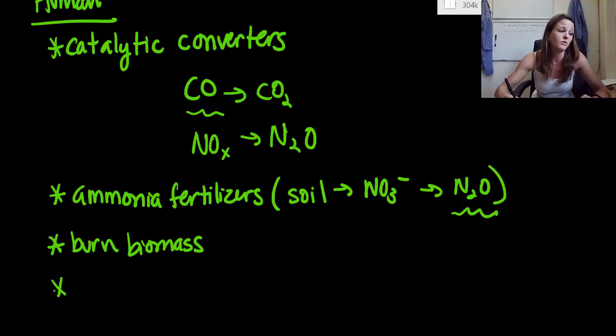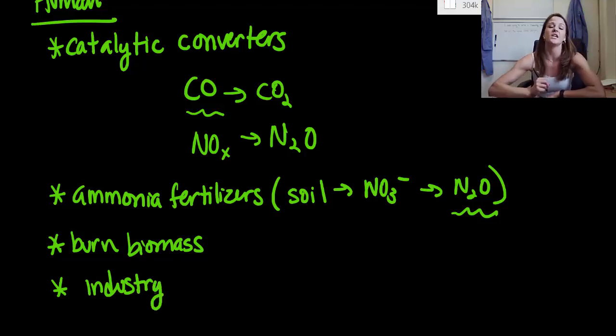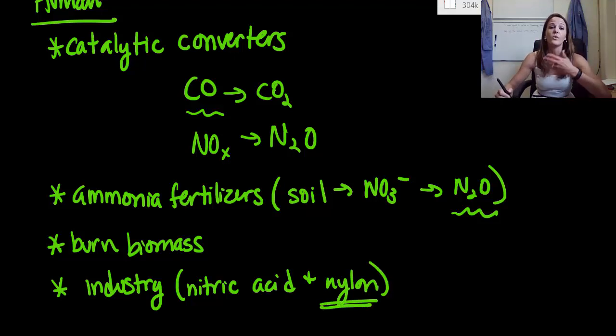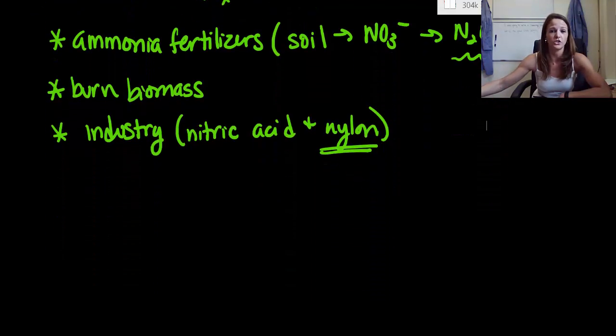Last one we talk about, which is one of my favorite ones, is industry. In a lot of industrial processes, we are creating N2O as a byproduct. One of them is nitric acid, and another one is nylon, which is interesting. The chemistry is so cool when it comes to nylon, but we are creating N2O as a byproduct and releasing it into the atmosphere. So let's go through this and see if we understand one question here.